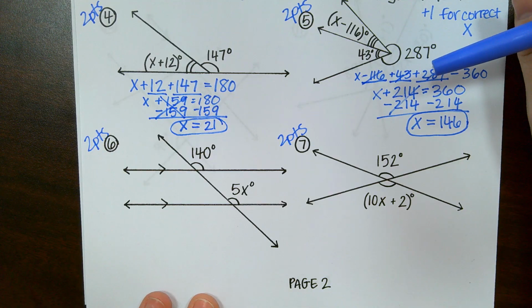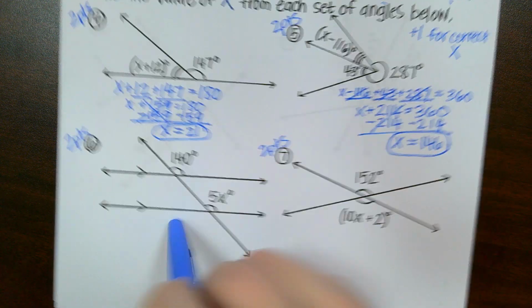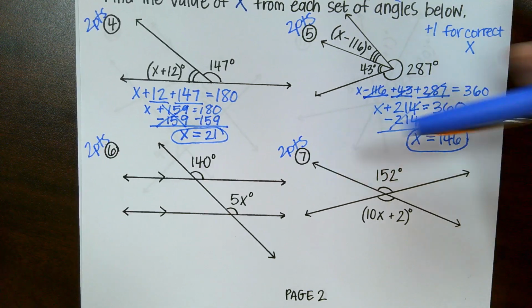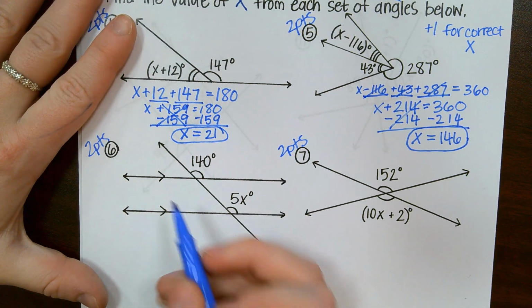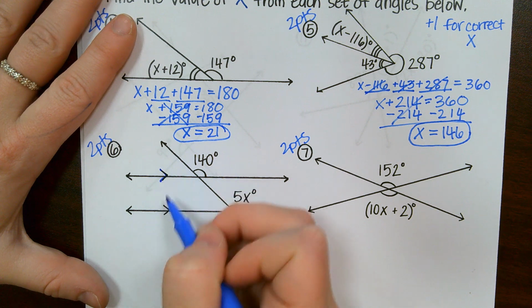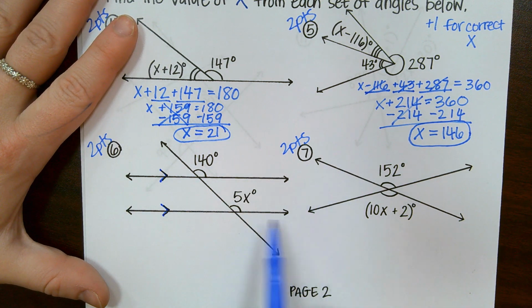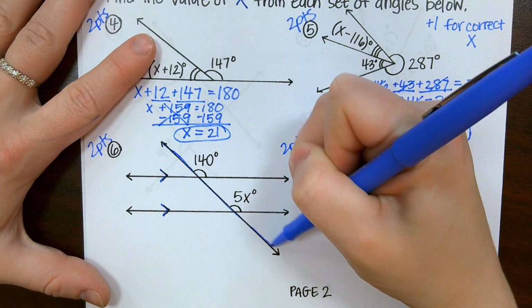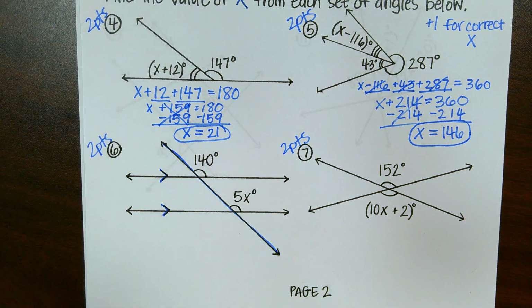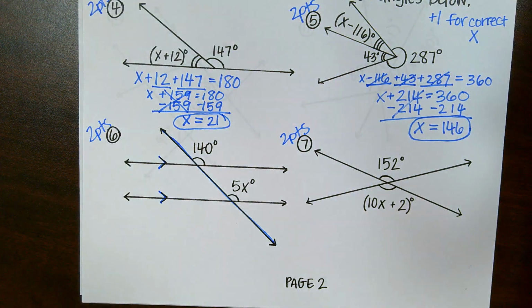Let's look at number 6. Whenever I look at number 6, there's a few things that I am going to notice. First of all, I see these 2 arrows on my lines. This tells me that these lines are parallel. Then I have a third line that crosses through both of these parallel lines, and this creates our transversal.